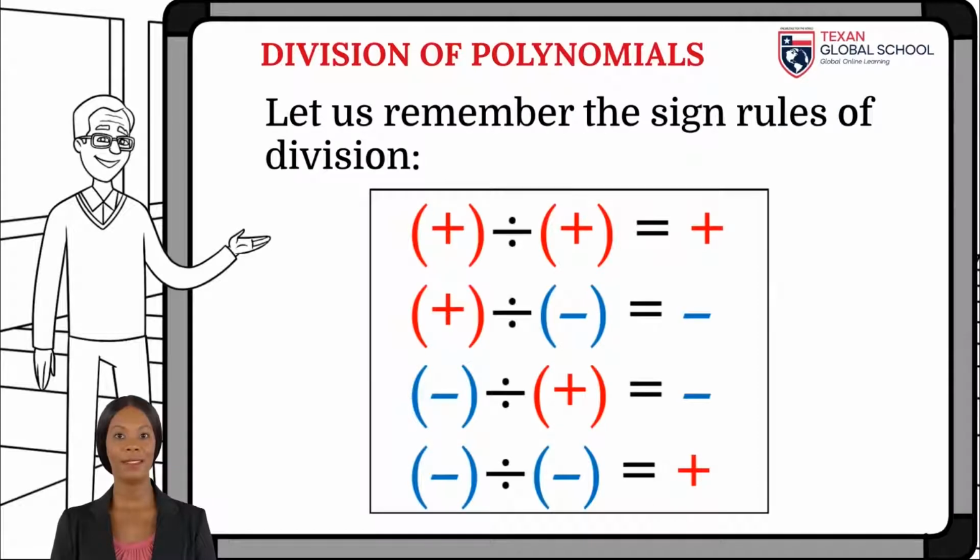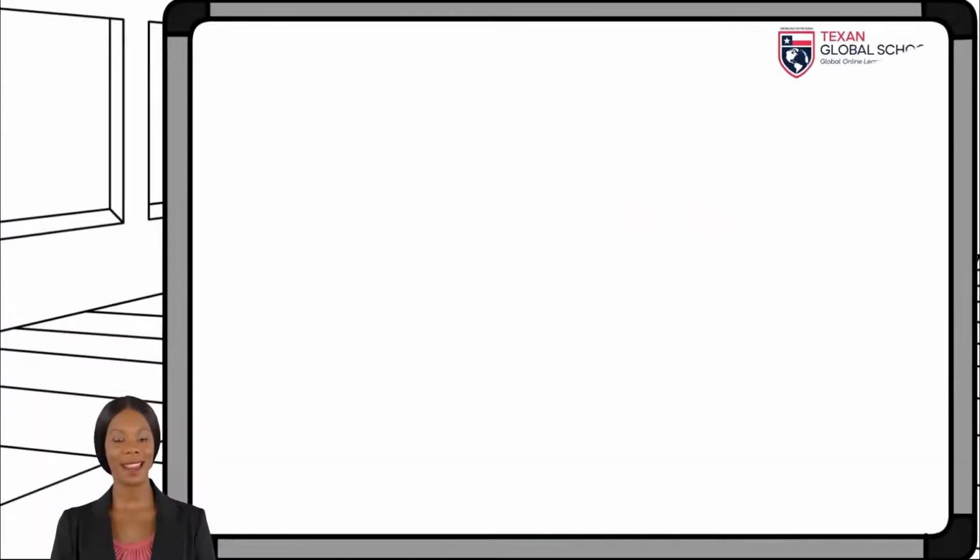On the other hand, we will remember the sign rules of division. Plus divided by plus is plus, plus divided by minus equals minus, minus divided by plus gives minus, and minus divided by minus gives plus. In short, the quotient of equal signs is positive, the quotient of different signs is negative.